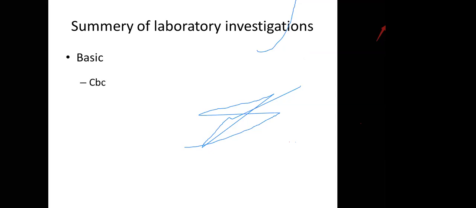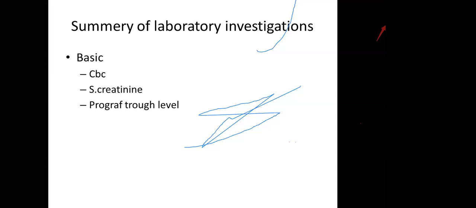We just do CBC, serum creatinine, and Prograf trough level, and this is the routine. In CBC, you look at the hemoglobin and the white blood cells. The creatinine is the early marker for rejection or graft dysfunction. Prograf trough level, because as we mentioned, it has a narrow therapeutic index.